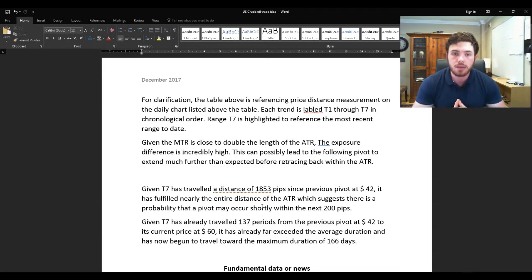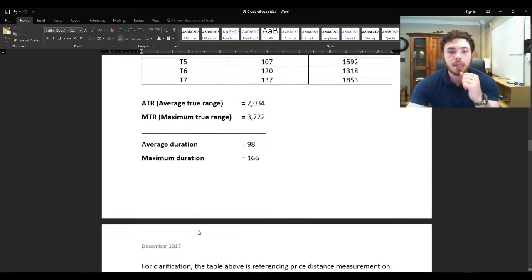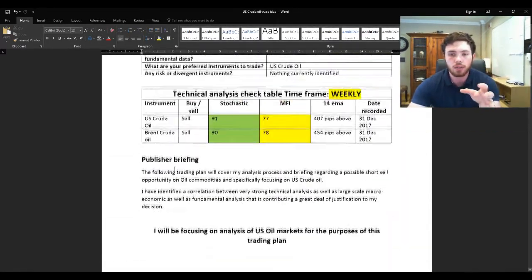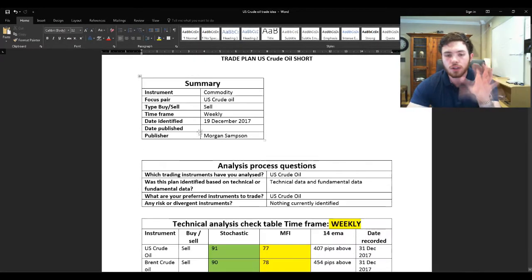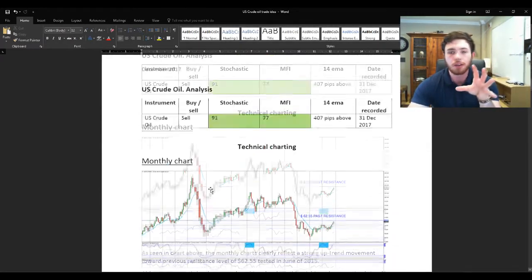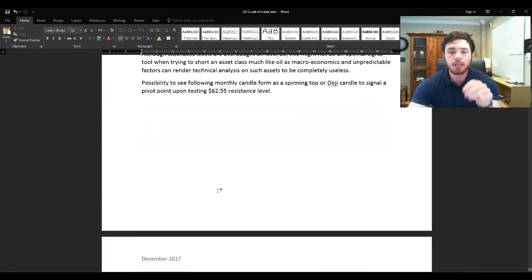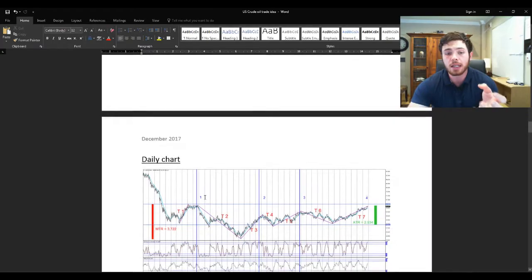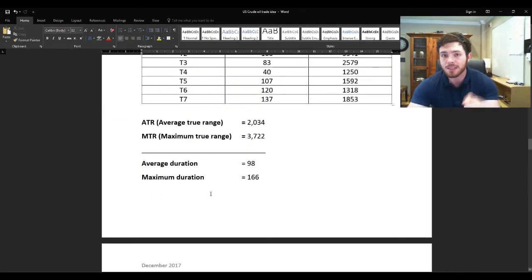So let's jump into this trading plan. In terms of this trading plan, I'm just going to run over the first few pieces. The first few pages are what we looked at in video number 1. There's a lot of information about exactly why I've chosen this trade from the technical aspects, but the biggest part of this trade is actually going to be the fundamental aspects.